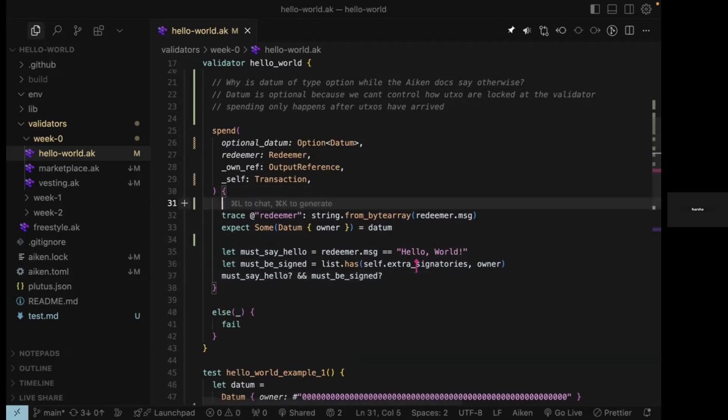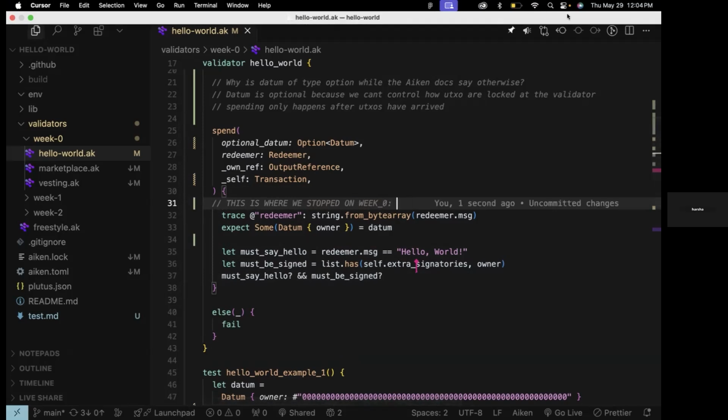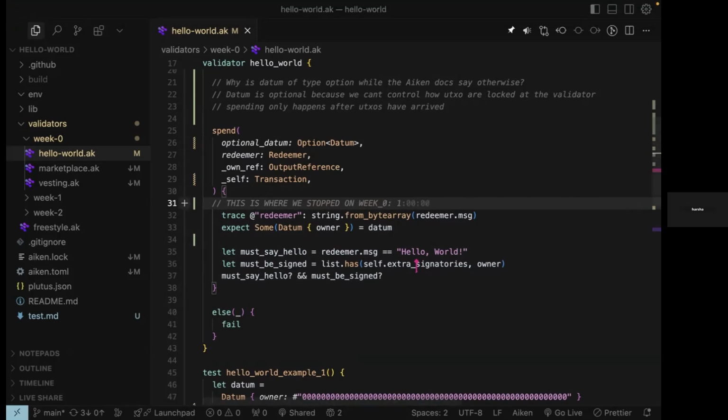If you're closing down now, I'm going to put a comment here. I'm going to make this capital: this is where we stopped. And then just put today's date, stopped on May 29th, week 0. What is today's date? 5/29. 12:04 p.m. is not the date. May 29th. Yeah.